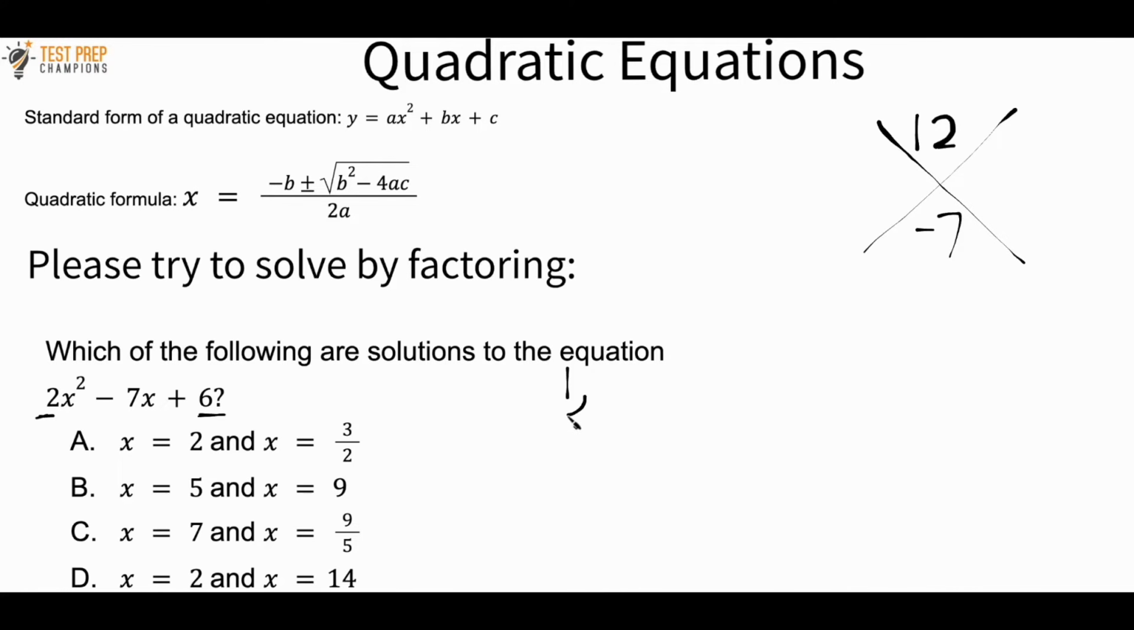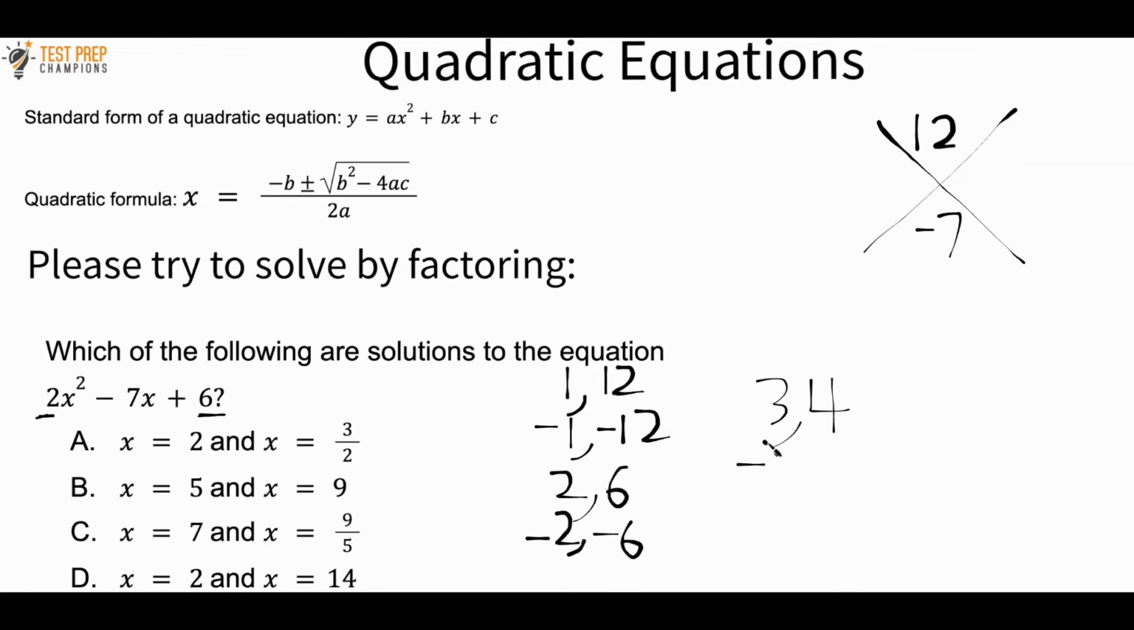So the pairs of numbers that will multiply together to give us positive 12 are positive 1 and positive 12, negative 1 and negative 12, 2 and 6, negative 2 and negative 6, 3 and 4, and also negative 3 and negative 4. And it looks like if we add negative 3 and negative 4, we're going to end up with negative 7. So this is the pair that we want to pick here. So now we can write x minus 3 and x minus 4.